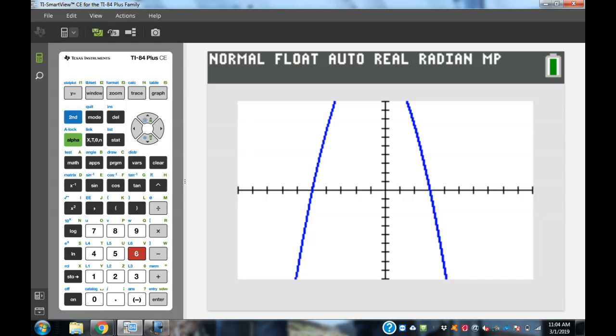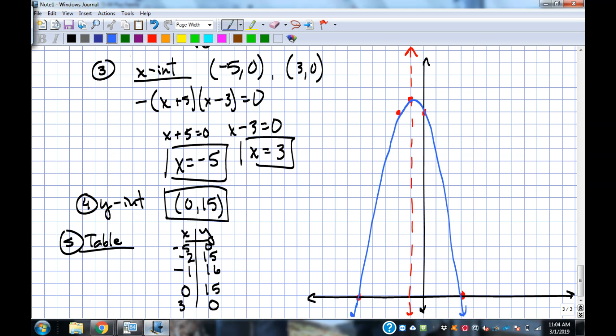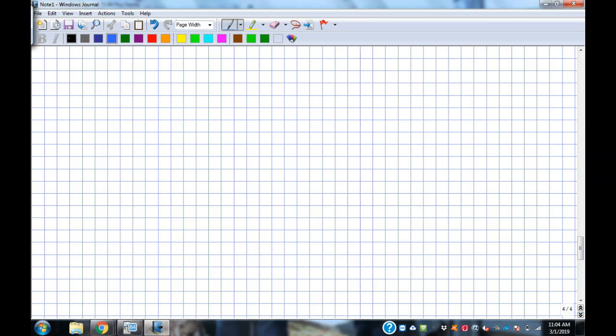Okay, so we got standard form. Now we've done the intercept form. The last form that we're going to talk about is called vertex form. Guess what's easy to find when it's in vertex form? I bet it's the vertex. Absolutely. The vertex is right there in the problem for you if it's in vertex form. So let's look at vertex form to finish up today.